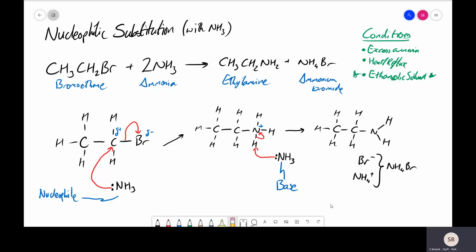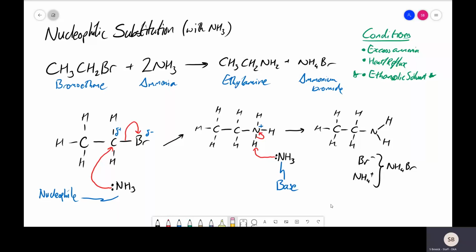We can go further than that. And it's not a new mechanism that we're going to introduce. It's not even a more complicated mechanism. It just looks more complicated. There's no point trying to move on to this mechanism until you are really confident and happy with nucleophilic substitution with ammonia.